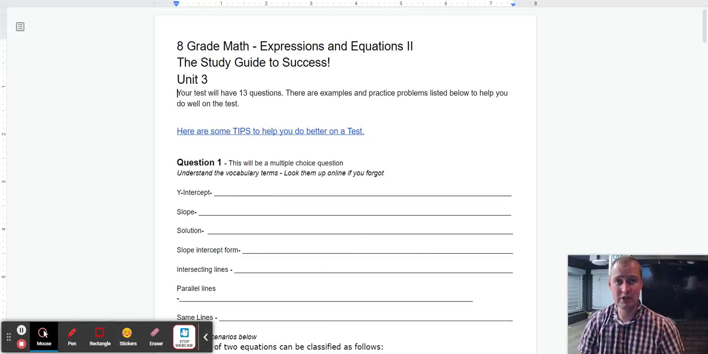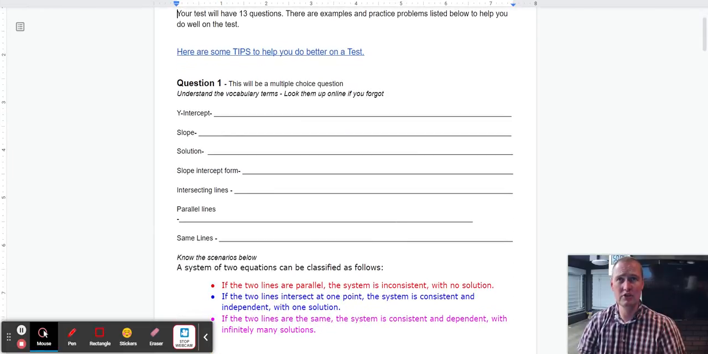We're going to start with question number 1. Before we get into question number 1, we'll take a look at the tips for doing better on a test. Notice there's a blue link. You can access that link through Google Classroom or however it's posted. If you just want to do better on a test generally, take a look at that link. All right, let's get into question number 1.